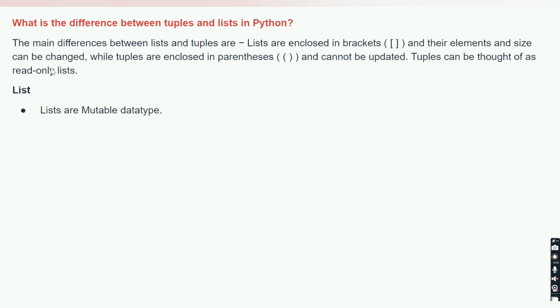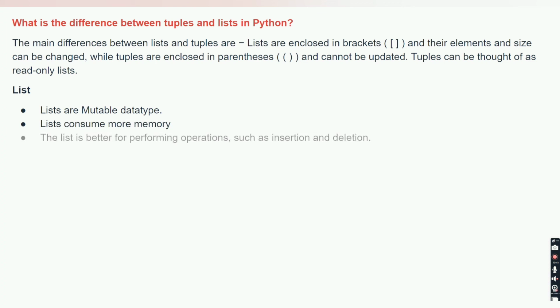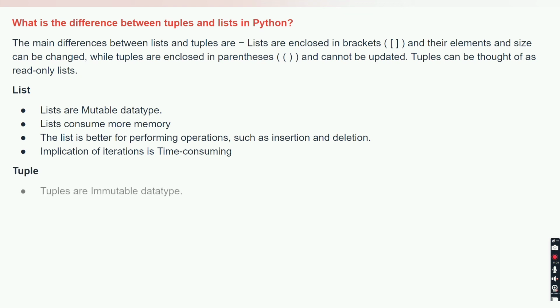So let's understand the properties also. Lists are a mutable data type, means list values can be changed. Lists consume more memory in comparison to tuples. The list is better for performing operations such as insertion and deletion. So when you have a requirement of inserting or deleting an element, that means when you have the requirement for updating the values, you must go with the list. Iteration through a list is more time consuming than through a tuple.